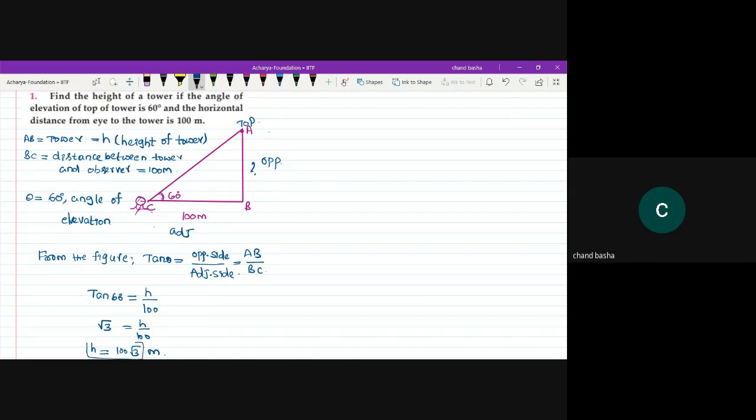Hope it is clear. Yes, please. Any doubt regarding this question? Hope this question is clear. I didn't understand the question at first, sir. Distance from the eye to the tower is 100 meters. Where you are standing, I have given in the figure, where you are standing at C. C is the point where you people stand and you are observing the top of the tower.